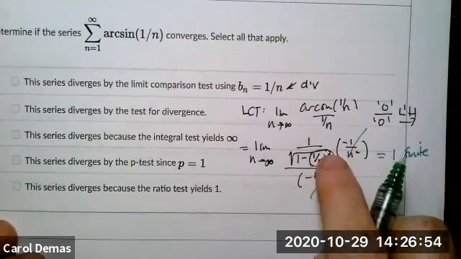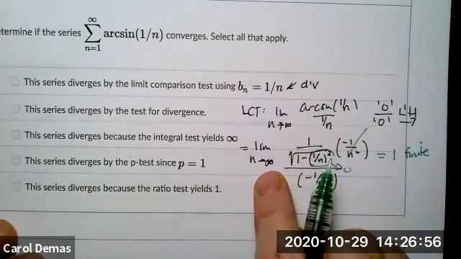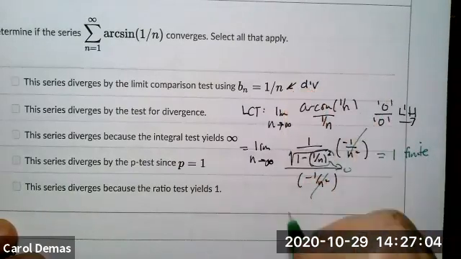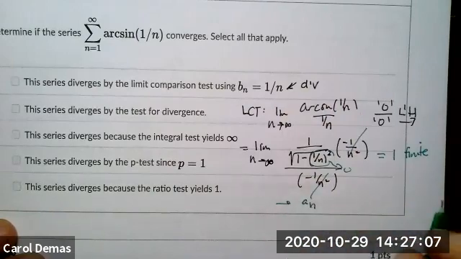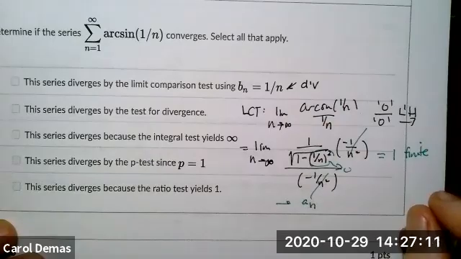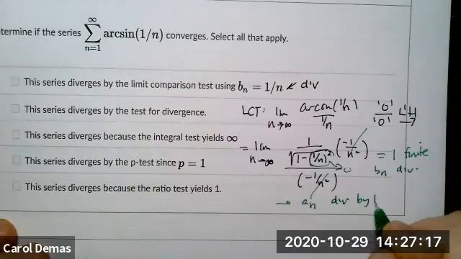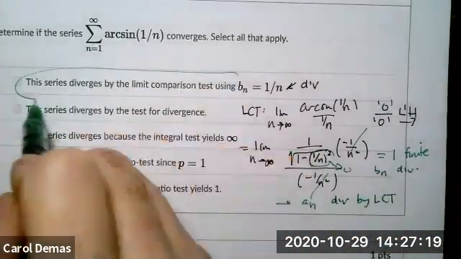So if the limit of an over bn as n goes to infinity is finite, that tells us that an and bn have similar growth rates. So if bn diverges, that tells us that an does what? Diverges also. Right, bn diverges, that means an diverges also. So this is correct.